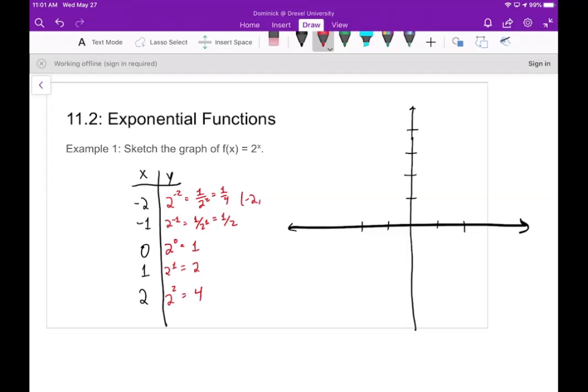So it looks like we get -2 comma 1/4, -1 comma 1/2, 0 comma 1, 1 comma 2, and 2 comma 4 as our points. If we plot these points, -2 comma 1/4 will give us something like this. -1 comma 1/2 will put us up here. 0 comma 1 will put us here. 1 comma 2 will bring us up to here. And then 2 comma 4 will bring us up to here. So it looks like we're going to get something like this.